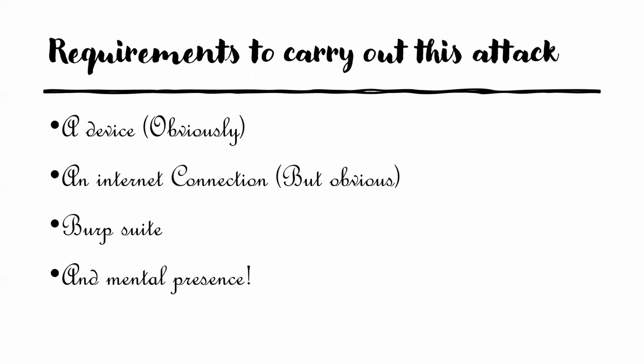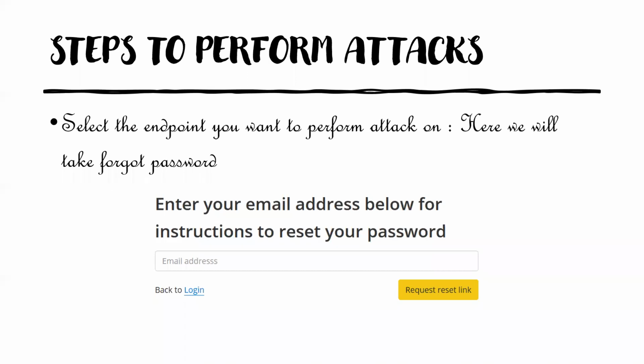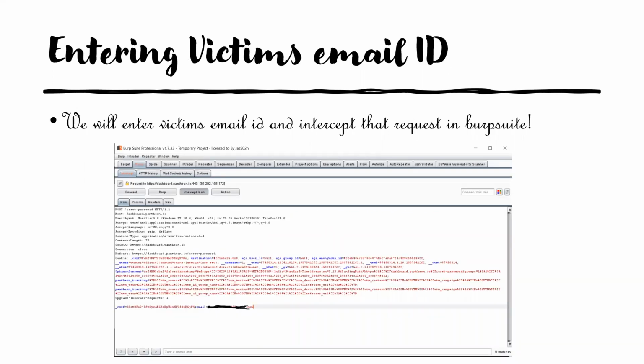So the requirements for this attack are a device, which is obvious, an internet connection, Burp Suite, and mental presence right now. Okay, so I will just say the steps now and we'll perform them after I complete the steps section. We'll select the endpoint, here we'll take forget password. I'll enter the victim email address and intercept the request in Burp Suite. If you don't know what Burp Suite is or how to configure it, you can go to the YouTube channel. I'll be telling that at the end, and you can find that.